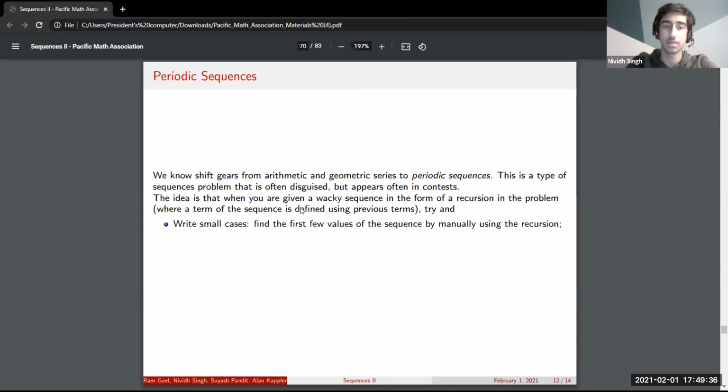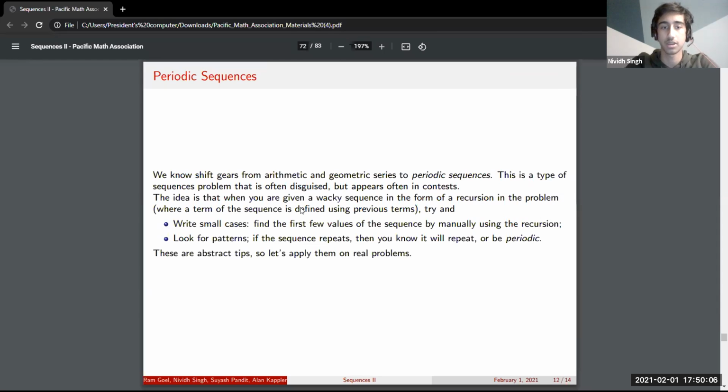Often it'll become really clean later on, but it'll seem really messy. So the best way to solve these is to write small cases. Find the first few values of the sequence by manually using the recursion, and then look for patterns. Because if the sequence repeats, then you'll know it's periodic. So the key is that periodic sequences repeat, and a lot of times when you find out that a sequence repeats, it's really easy to solve the problem.